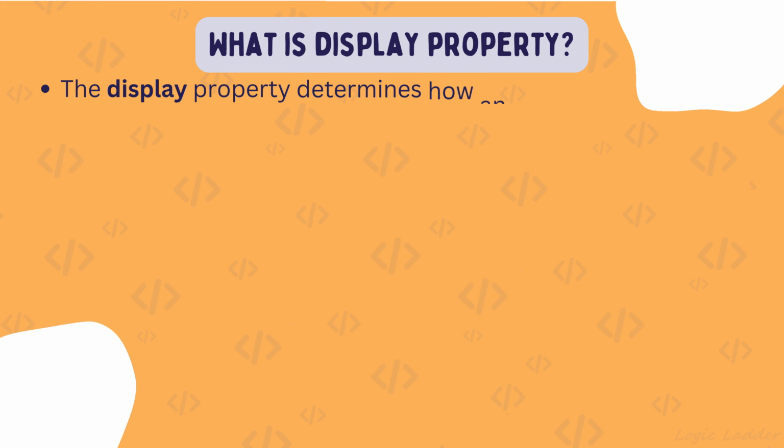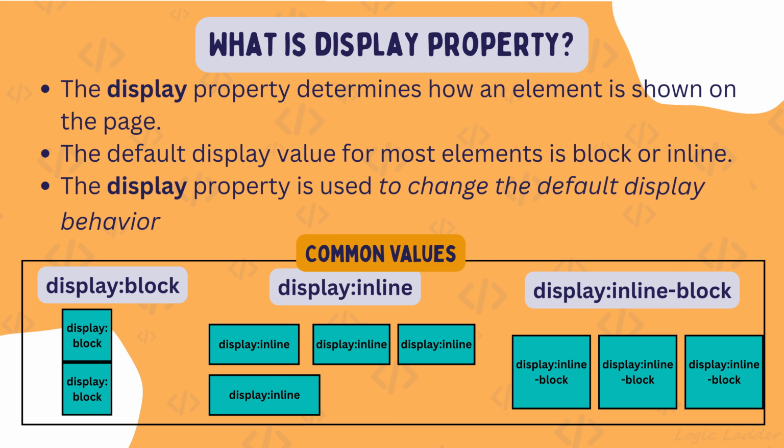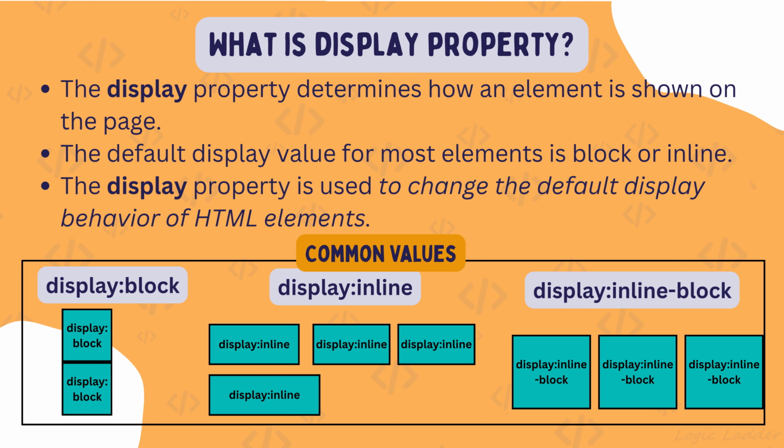Every HTML element comes with a natural behavior. Some are block level and others are inline. But what if we want to change that behavior? That's where the display property steps in. It lets us control how an element appears on the page. The default display value for most elements is block or inline. The display property is used to change the default display behavior of HTML elements.